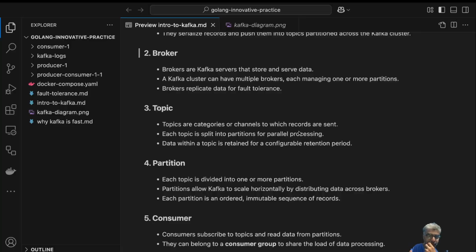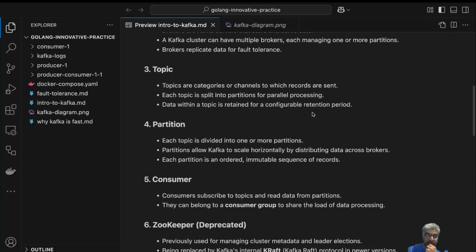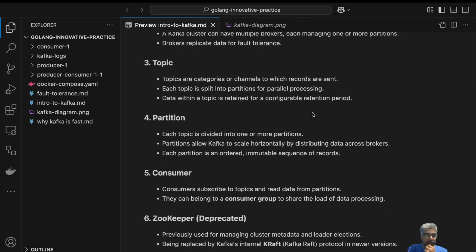And it is an immutable sequence of records. If you send the wrong data, then you need to send the right data again, and the number of the message would increase, which we call an offset. We will discuss that later on.